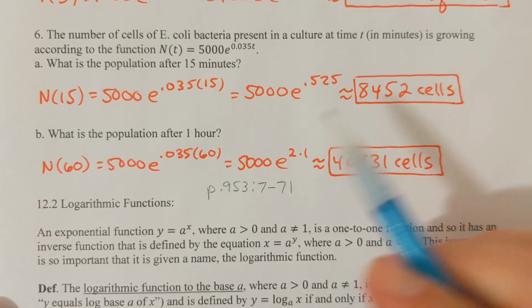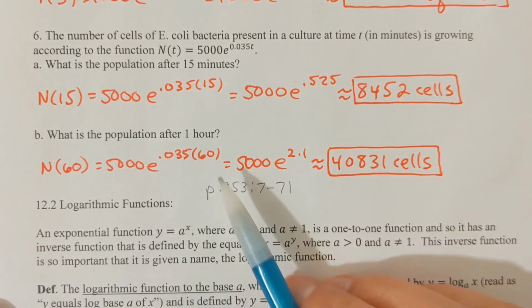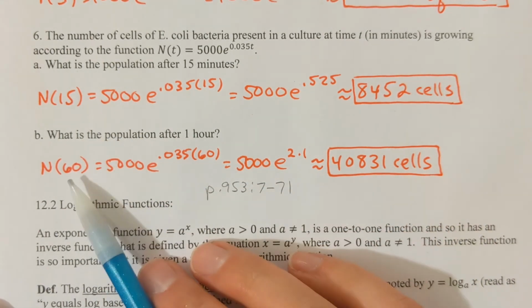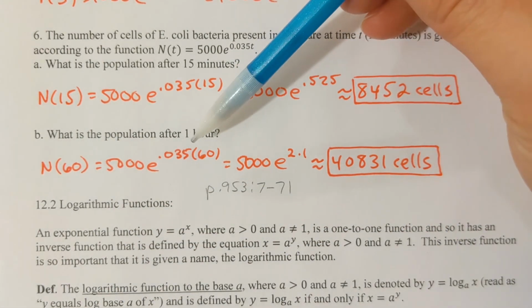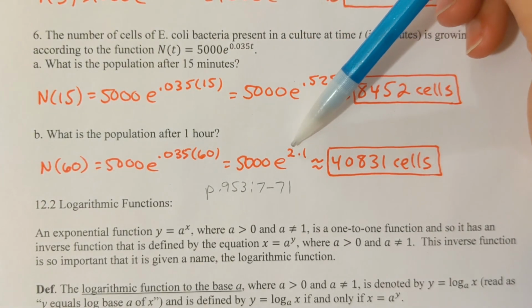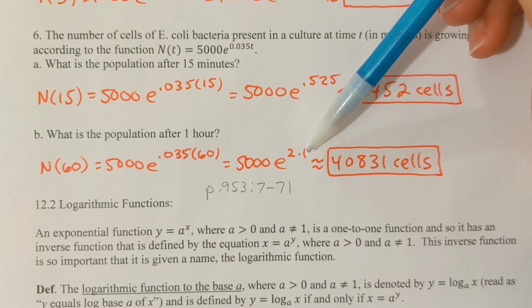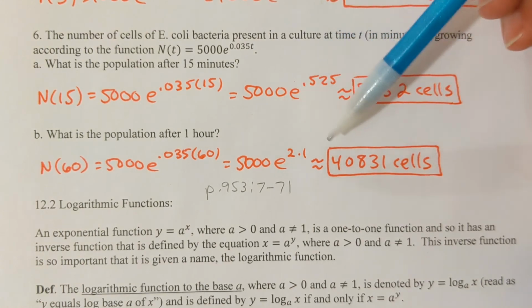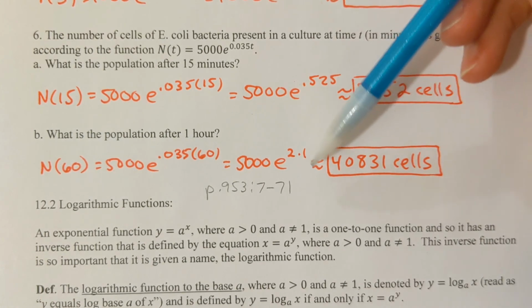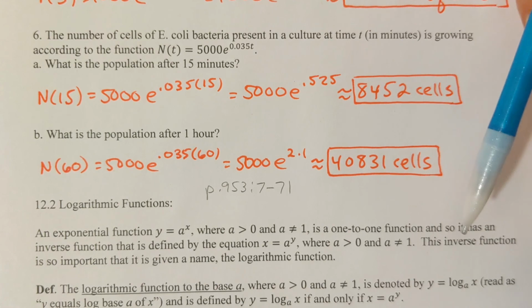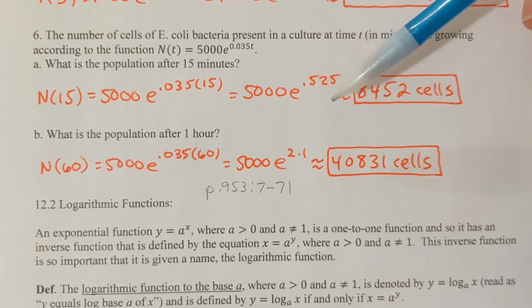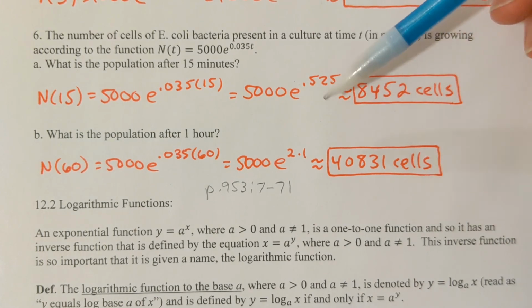Okay, what is the population after an hour? Well, the time is in minutes. There's 60 minutes in an hour. So this will be a similar deal, just plug in 60 now. 0.035 times 60 is 2.1. E to the power 2.1. When you hit enter and then multiply by 5,000, you should be getting 40,831 cells, roughly, if you go nearest whole number. Okay, and of course, as time goes on, there's going to be more E. coli bacteria present since the population is going to be growing over time.